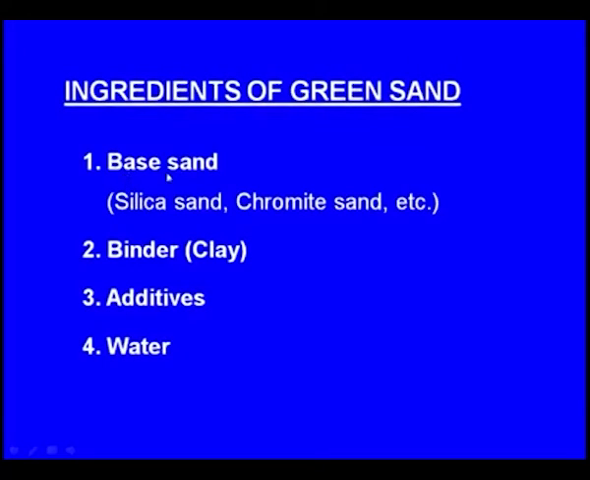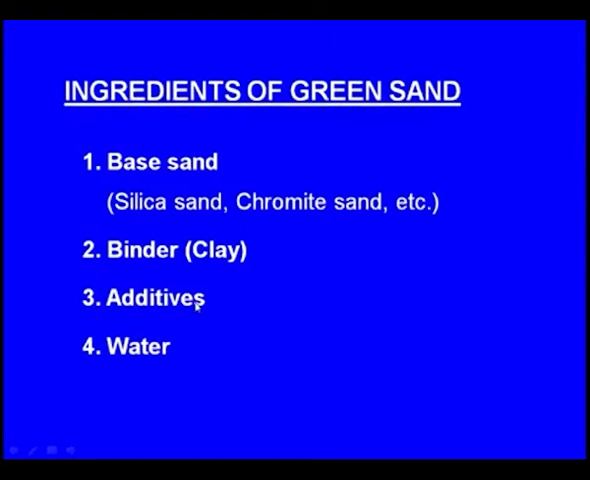Now what are the ingredients of the green sand? The first and main ingredient is the base sand. The base sand could be silica sand, chromite sand, zircon sand and so on, and there will be a binder, also known as the clay. The third ingredient is the additive like starch, sea coal and so on. Next, finally, the moisture. So, these four are the ingredients of the green sand.